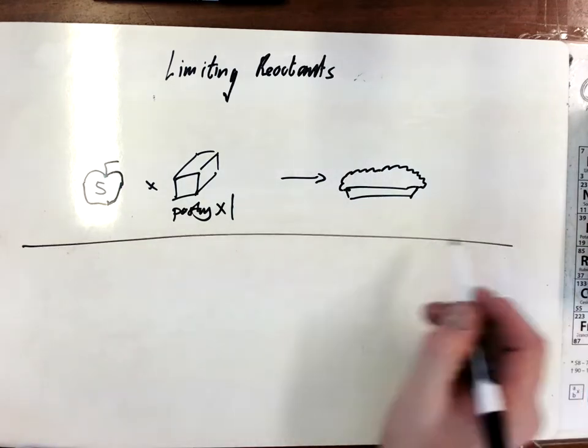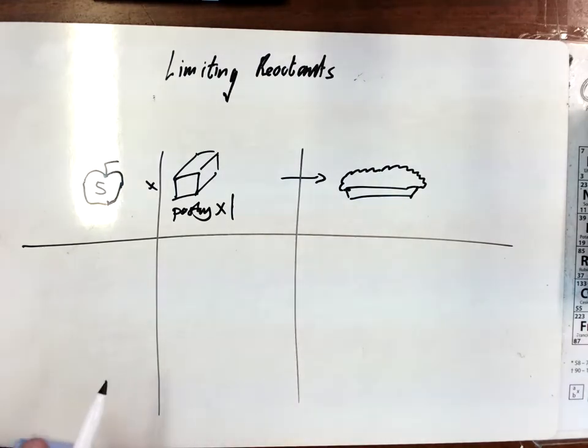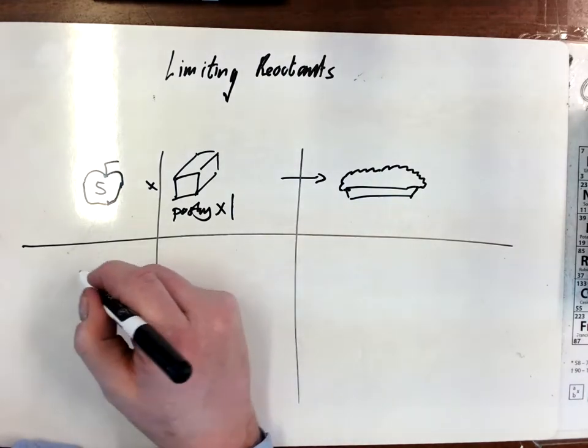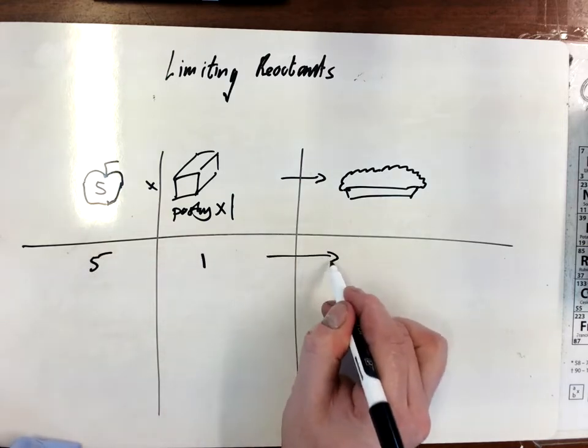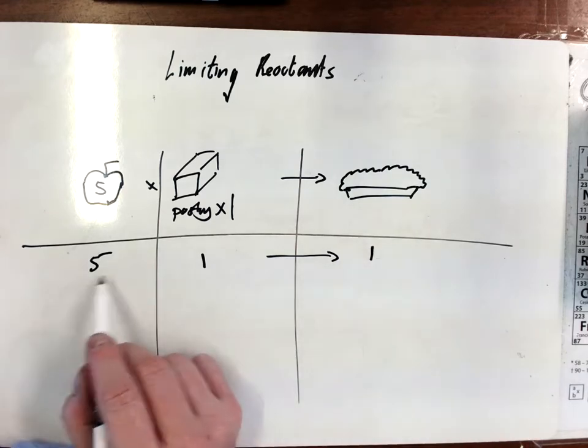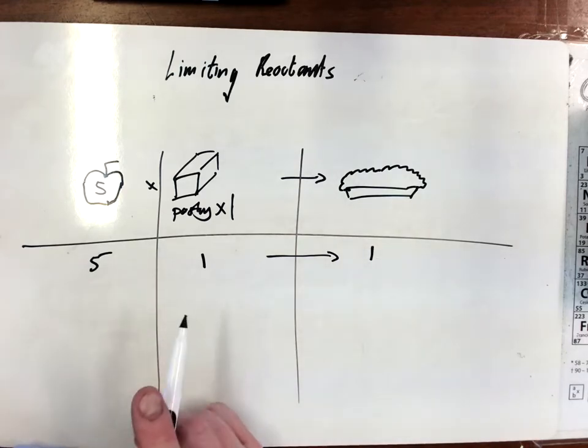Okay, well, I can treat this a bit like a chemical equation. So let's say I have got 5 apples, and I've got 1 packet of pastry. How many apple pies can I make? 1. And there's none of either left over, so neither is in excess.